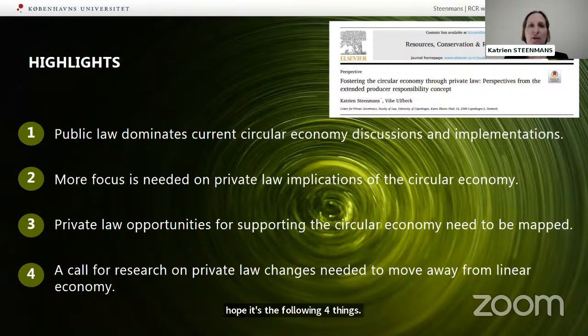First, public law currently dominates circular economy discussions and implementations. And because it's not resulting in the scale and the speed of circular economy transitions needed, we need more focus on private law implications. Part of this focus needs to be mapping private law opportunities for supporting the circular economy. And then finally, I conclude with a call for research by listing a few suggested research questions on private law changes needed to move away from the linear economy.